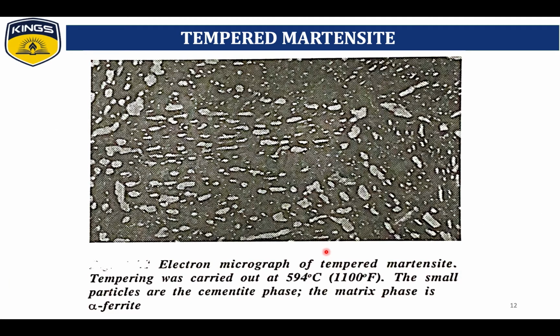This electron micrograph of tempered martensite is shown here, which was carried out at 594 degrees Celsius. The smallest particles are the cementite phase, and the matrix phase is alpha ferrite.